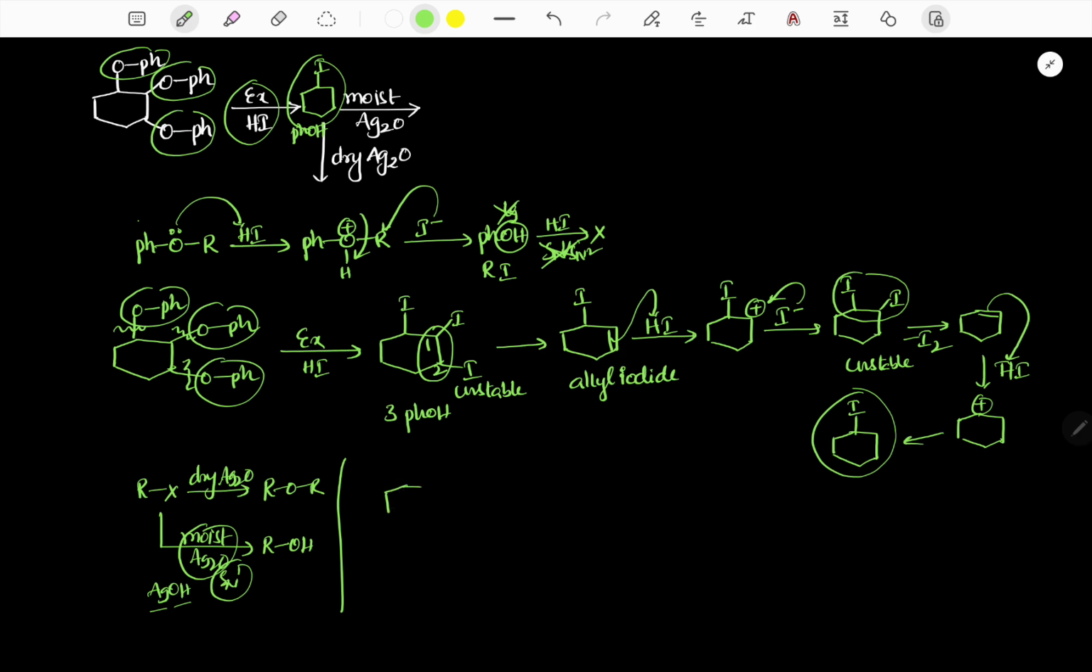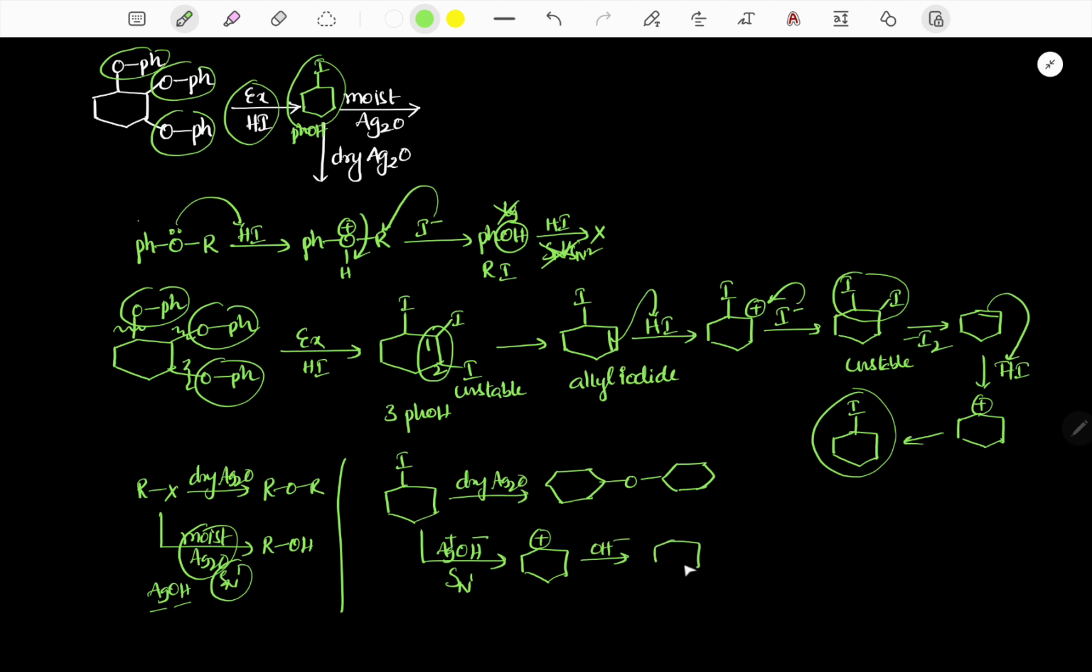Similarly, in the given question, we finally got the alkyl iodide. When it is treated with dry Ag2O, it forms the corresponding ether, ROR. When it is treated with AgOH, moist Ag2O, Ag+ and OH-, through the SN1 mechanism, initially C+ will form. Now the C+ reacts with OH- and forms the corresponding alcohol.